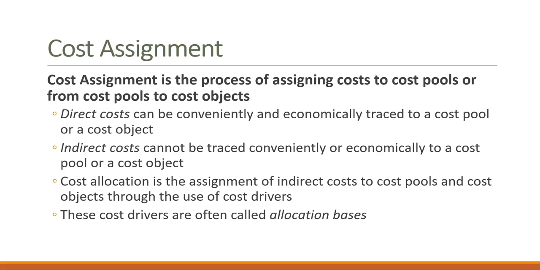Indirect costs cannot be traced conveniently or economically to a cost pool or a cost object. Indirect costs end up in our overhead pool. So these are all of the costs that we can't easily say were part of a product or service cost. And cost allocation is when we take these overhead costs and we assign them to cost pools and then to our cost object through the use of our cost drivers, which is our allocation base for overhead.